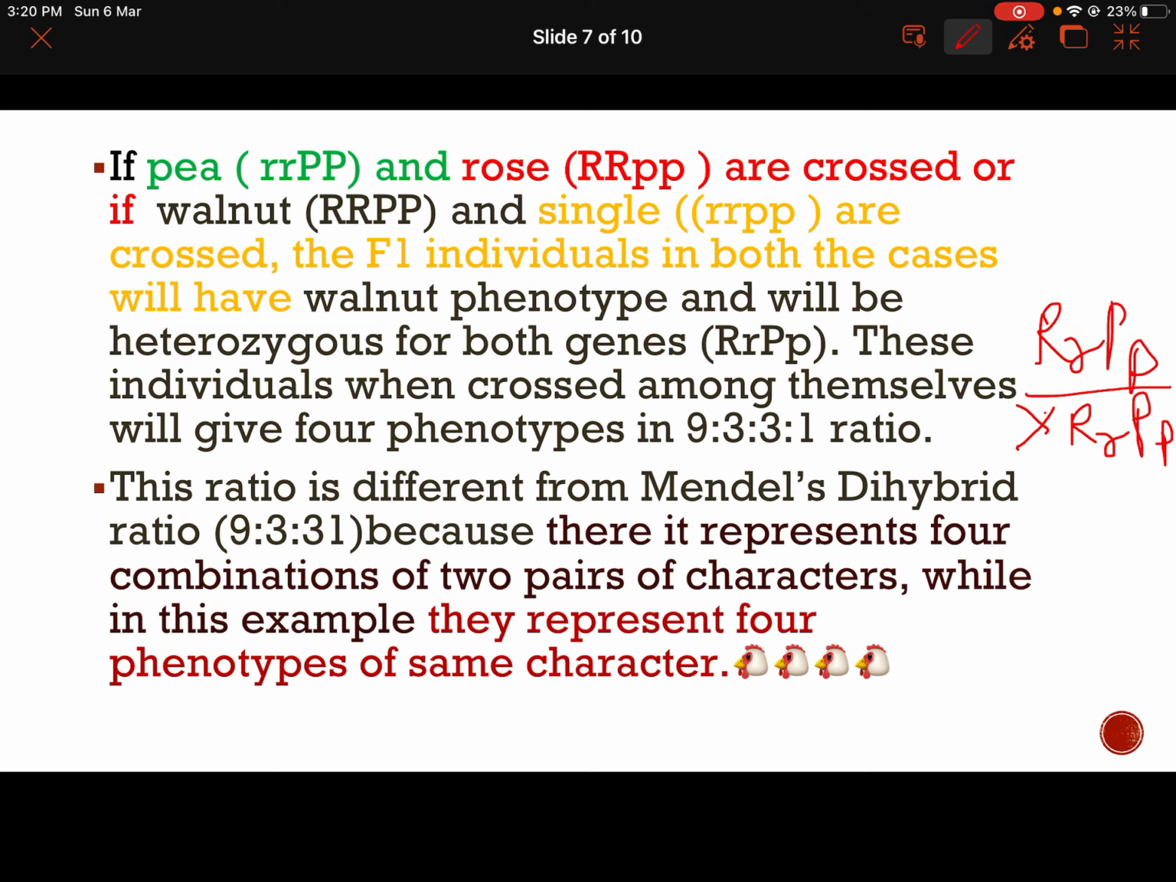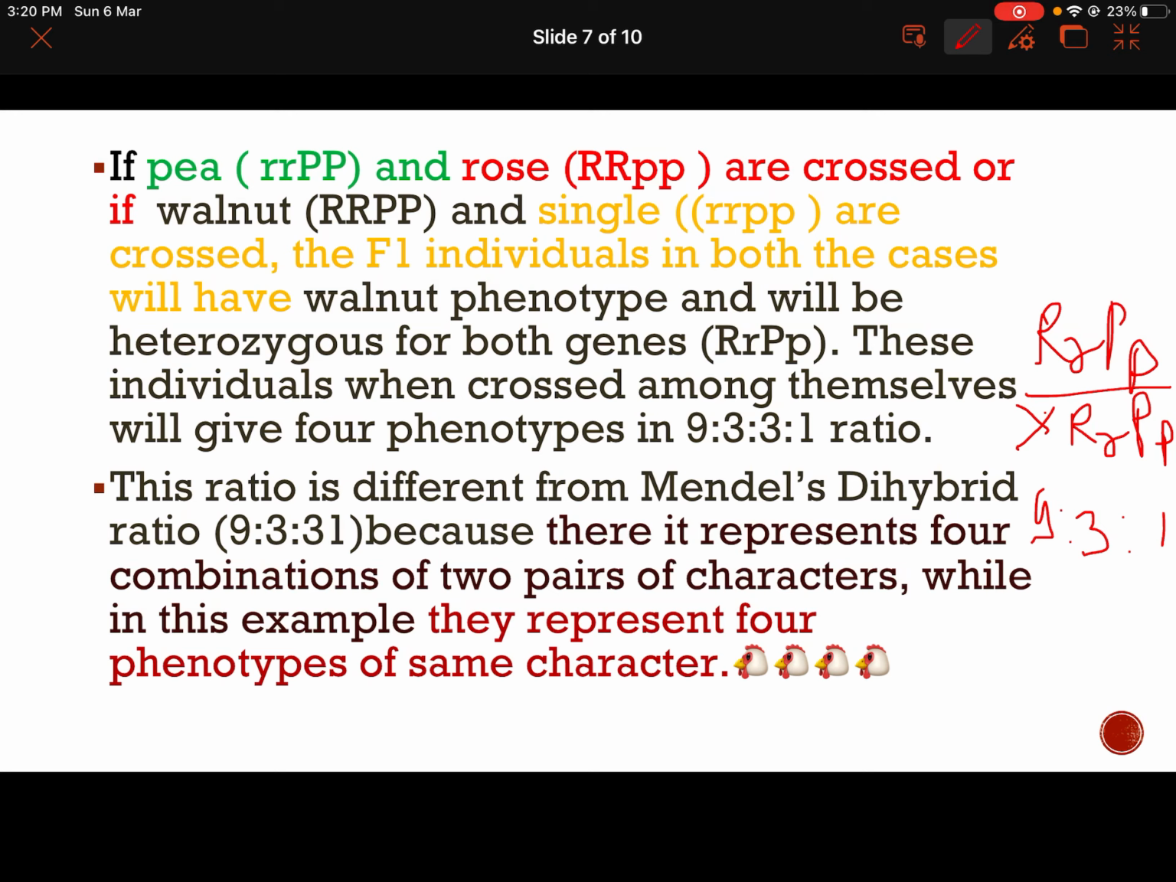These individuals, when crossed among themselves, like self-fertilization, when we read Mendel's law, we know that F1 was self-fertilized, or fertilized by heterozygous condition. These individuals, when crossed among themselves, will give 4 phenotypes in 9:3:3:1 ratio. This ratio is different from Mendel's dihybrid ratio.